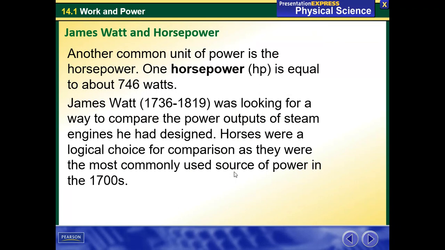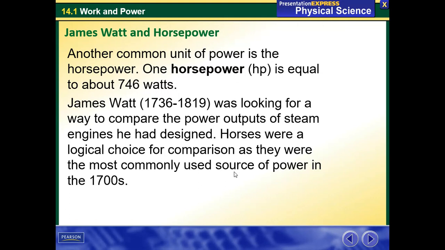Horses were the ones that drew buggies. It was the one who pulled the plow in order to farm land. It pulled carriages to get people from one location to another. So they were the powerhouse, basically, in that time period. So this is where the term horsepower comes from.